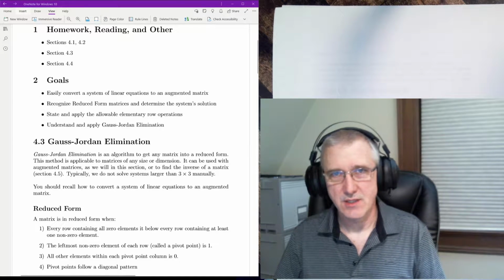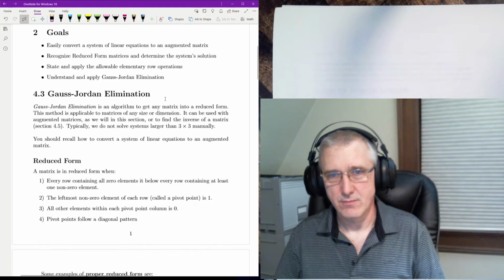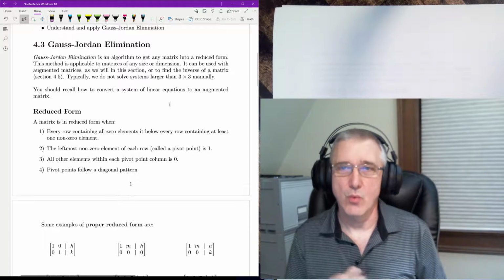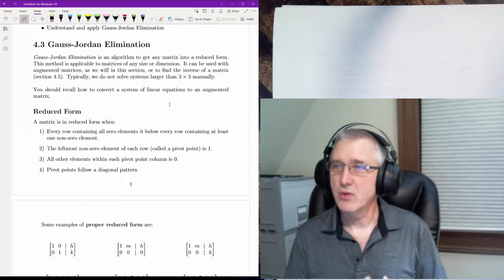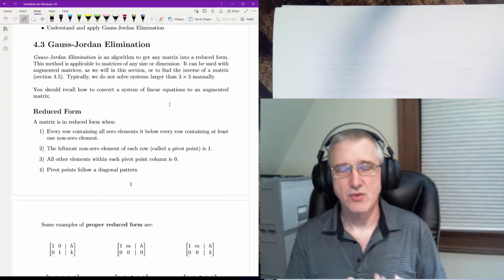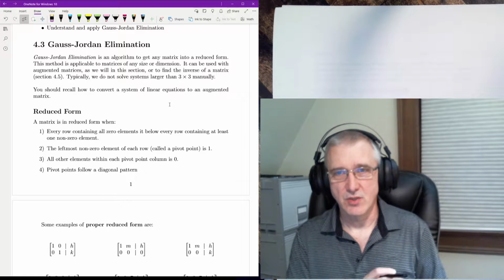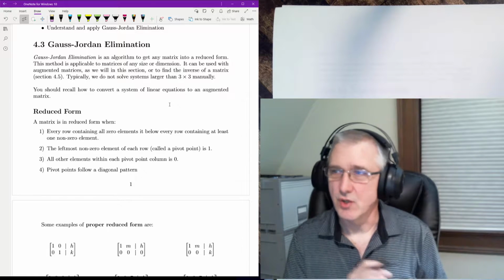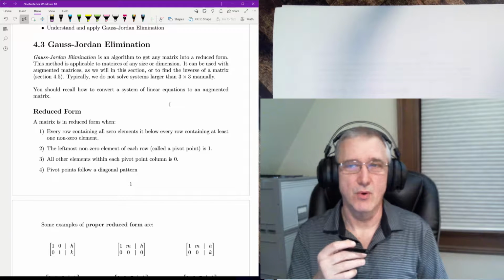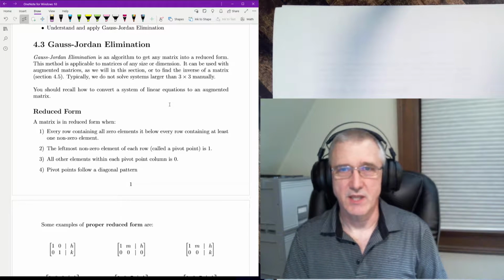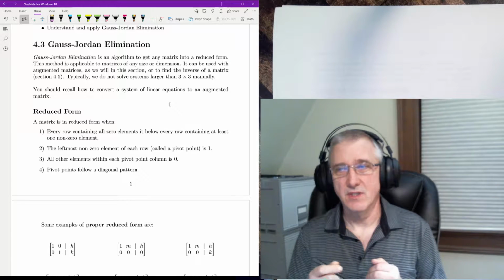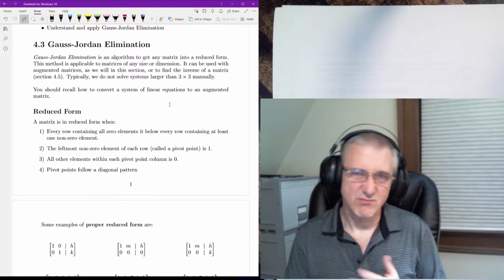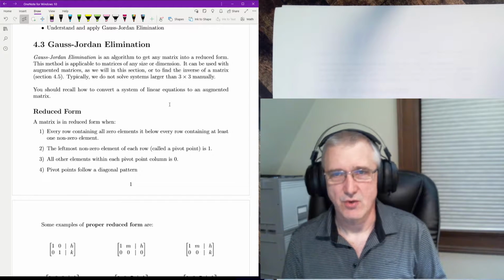Gauss-Jordan elimination is an algorithm. It's a method, a way of doing something to get any matrix into a reduced form. This method applies to matrices of any size or dimension. It can be used with augmented matrices, which is what we've seen so far. But you can also use it with an augmented matrix to find the inverse, which we'll see later in section 4.5. Typically, we're not going to use it to solve systems larger than 3 by 3.